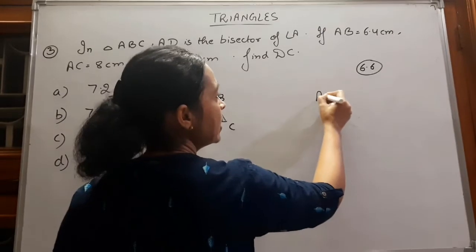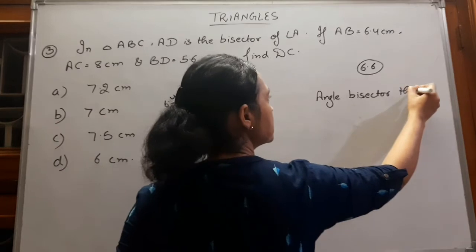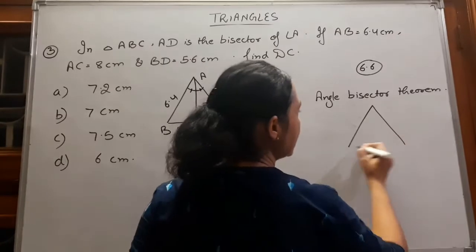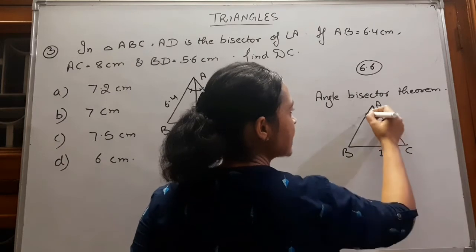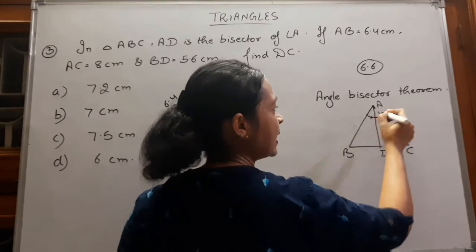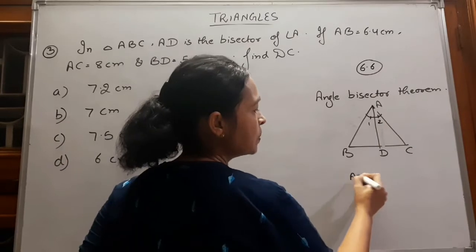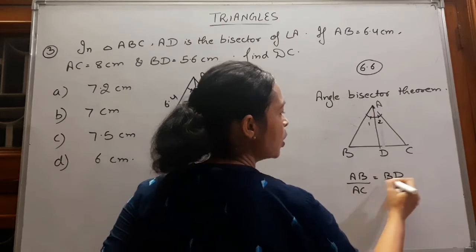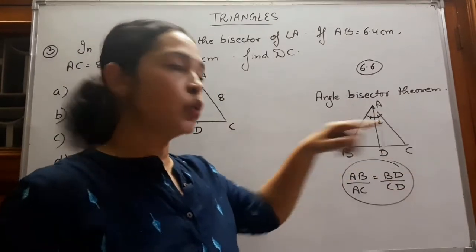This concept is called the angle bisector theorem. As per the angle bisector theorem, if in triangle ABC, AD is the bisector of this angle A, these two angles, angle 1 and angle 2, are equal, then as per the angle bisector theorem, we have AB upon AC equals BD upon CD. You have to learn this concept. This is the angle bisector theorem.